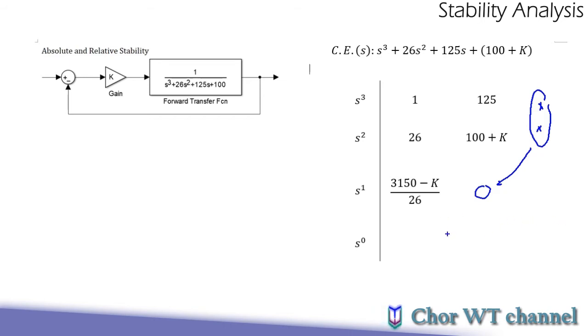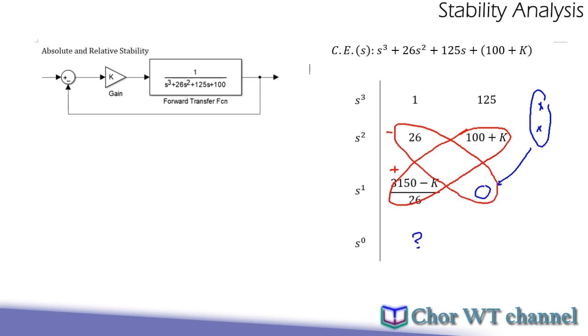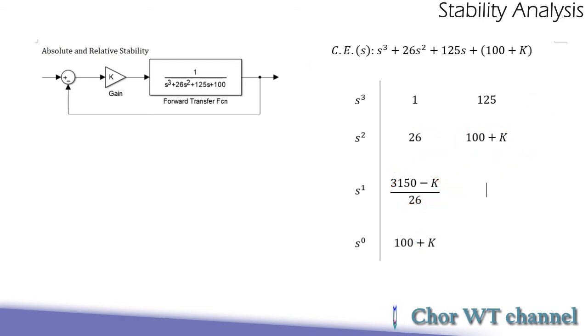Next, we need to calculate this term over here. In a similar manner, we cross multiply the terms two rows above, which is this plus, and then minus the diagonal product of 26 and 0, and finally divide by this term. In the end, it will be 100 plus k.